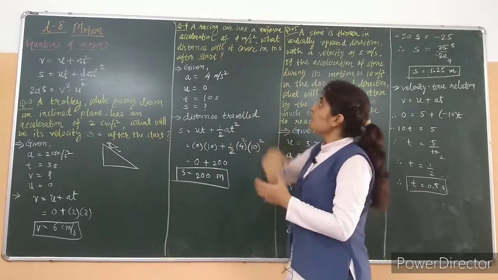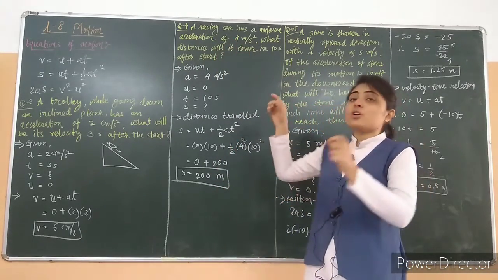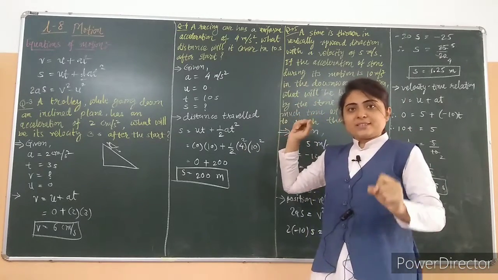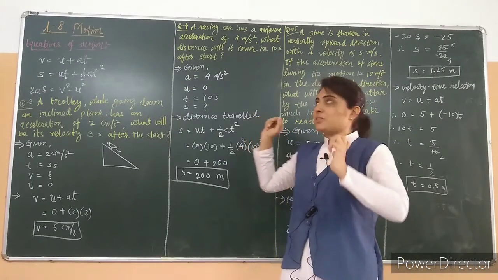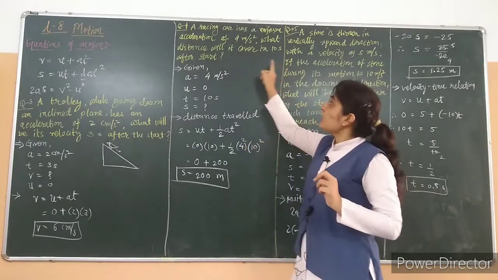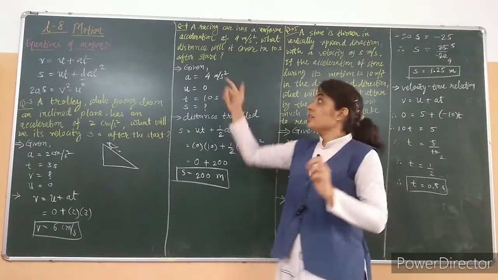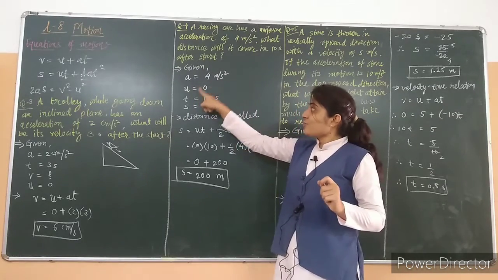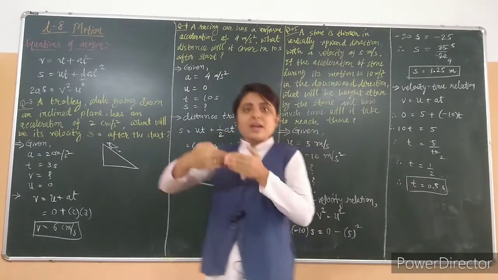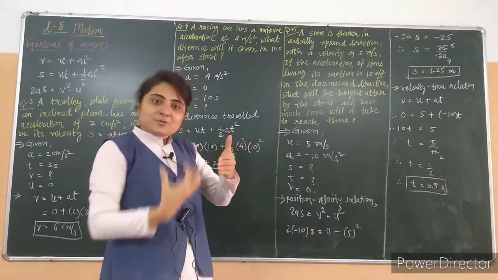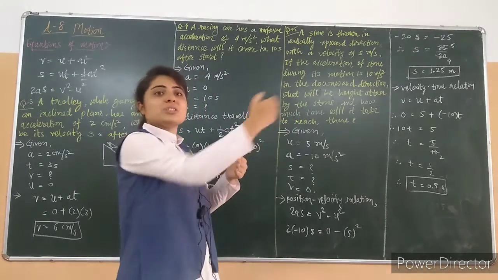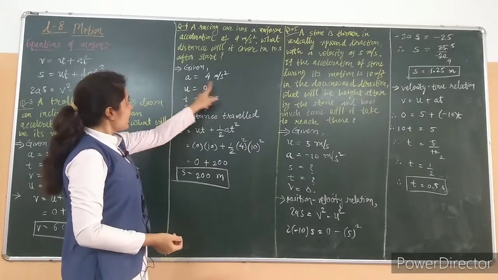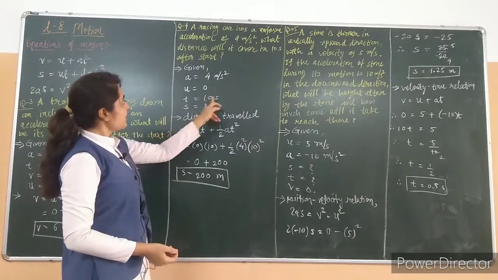Further, question number 4. A racing car has a uniform acceleration of 4 meter per second square. What distance will it cover in 10 seconds after start? Again, there is a keyword, after start. So given is a, 4 meter per second square, u is 0. It starts from rest. That means the velocity will increase, so acceleration will be positive. So u is 0, a is plus 4 meter per second square, and t is 10 seconds.